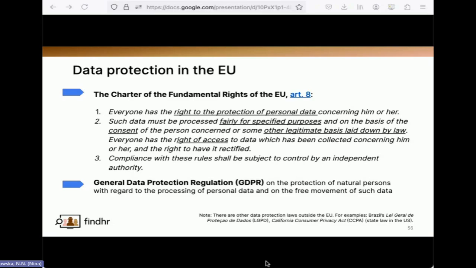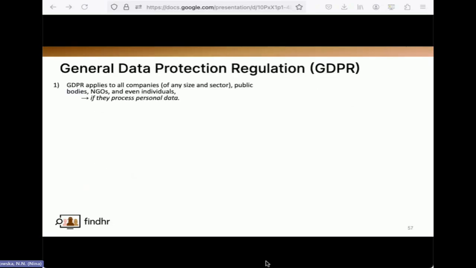all AI systems. And GDPR has a very broad application, so it applies to all companies of any size, any sector, public bodies, NGOs, etc., if they process personal data. So hiring companies, because they process personal data, have to comply with GDPR. And what personal data is, I will explain in a second. But first, let's take a look at where GDPR is in force.